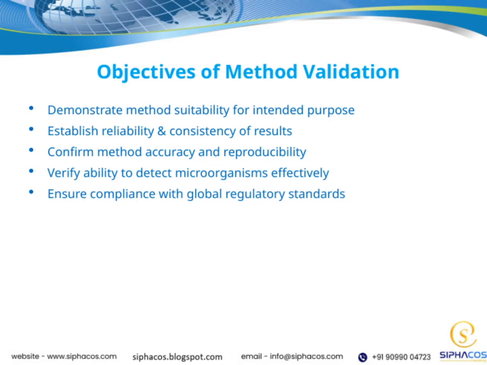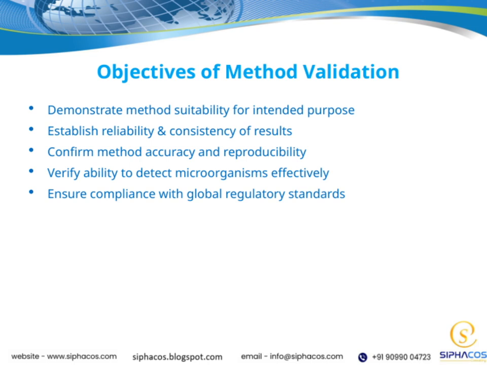Today, I want to focus on the key objectives of method validation. First, it's essential to demonstrate that our method is suitable for its intended purpose. This means showing that it can reliably produce meaningful results in our specific application. Next, we need to establish the reliability and consistency of our results, ensuring that repeated tests yield similar outcomes. Confirming the method's accuracy and reproducibility is also critical, as we want to be confident that our results are both correct and can be consistently replicated across different conditions.